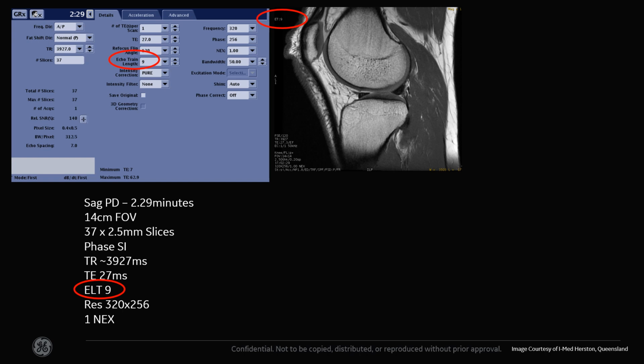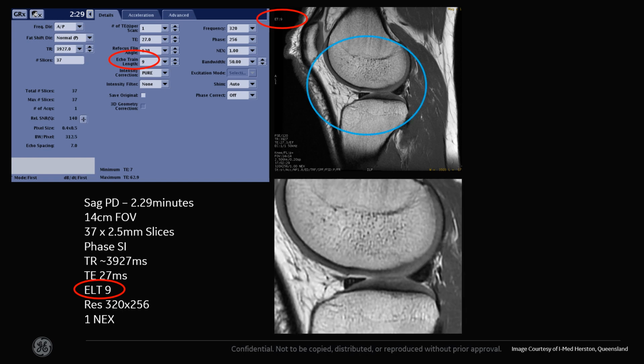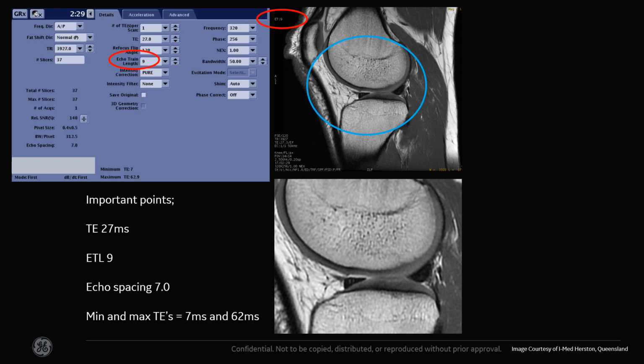Now again, as soon as we push this to our radiologist, they zoom them up. The other interesting thing to note is we've kept the same TE, the ETL has been reduced to 9, the echo spacing has remained the same so that we can directly compare the two images, but we will notice with the reduced ETL length that our minimum and maximum TEs have changed from 7 and 84 to 7 and 62 milliseconds.